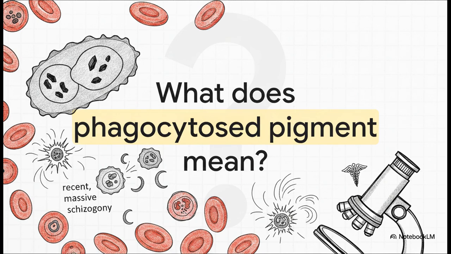Let's wrap up with one final thought. Imagine you're analyzing a thick smear, and you notice that more than 5% of the patient's neutrophils contain phagocytosed malarial pigment. Well, it means a recent, massive schizogony just occurred. But ask yourself, if you see this major indicator of a poor prognosis, how does it immediately alter your next step in management to prevent sudden systemic collapse?